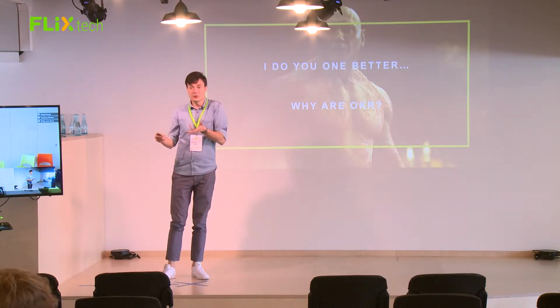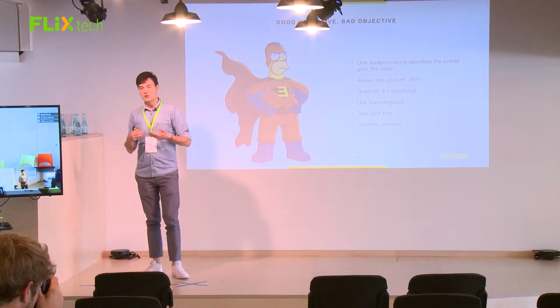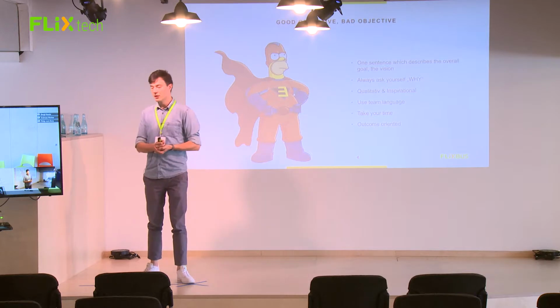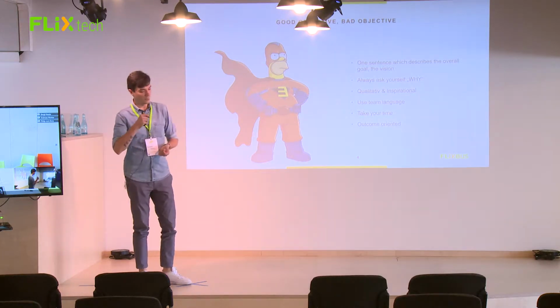Maybe we look at what a good objective actually is. A good objective, I would say, is one sentence which describes the overall goal, the vision, what you want to achieve. You don't ask yourself what you want to achieve, so not a roadmap item, like I want to split the monolith, but you're asking yourself why you want to achieve something. This is the big difference here. So why do I want to achieve something?